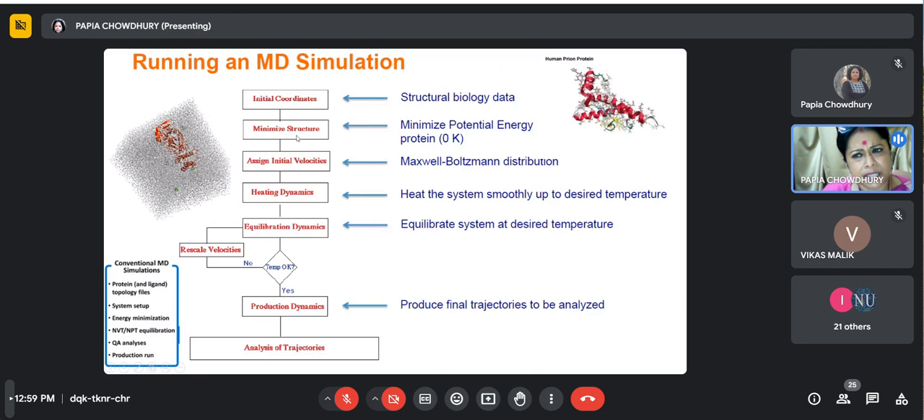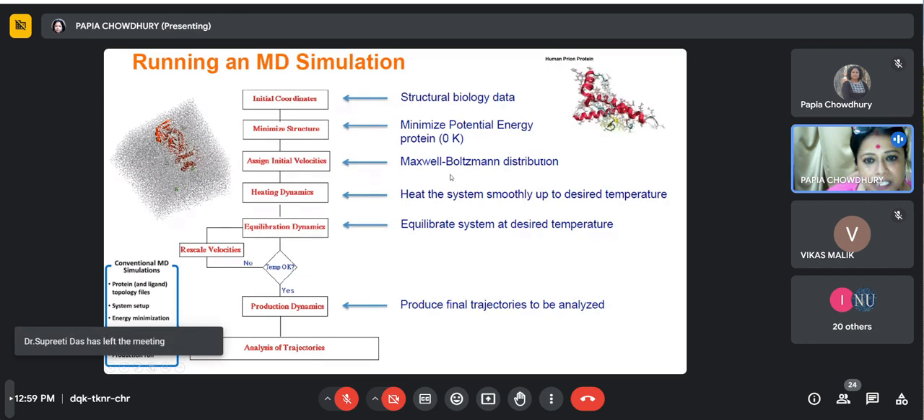Then we have to do the minimization of the structure. Then you have to apply some initial velocities. For that I have told you that we generally apply Maxwell-Boltzmann statistics. Then we have to slowly increase the heating of the dynamics. That means we have to give some desired temperature. It cannot go to 0 degrees absolute.